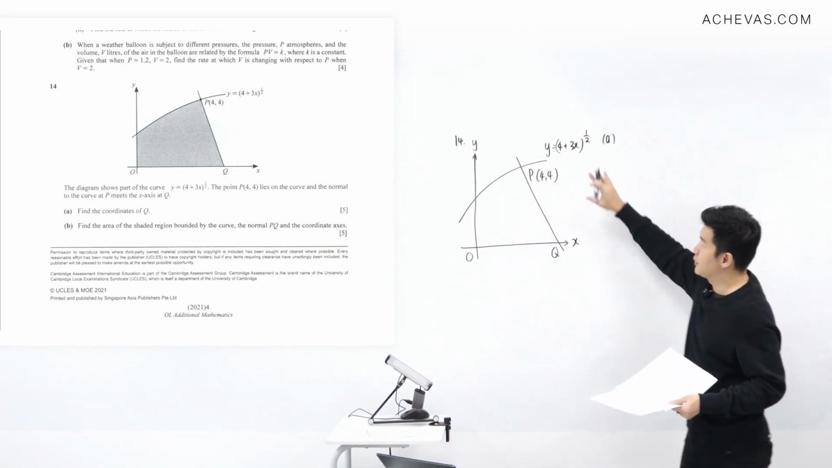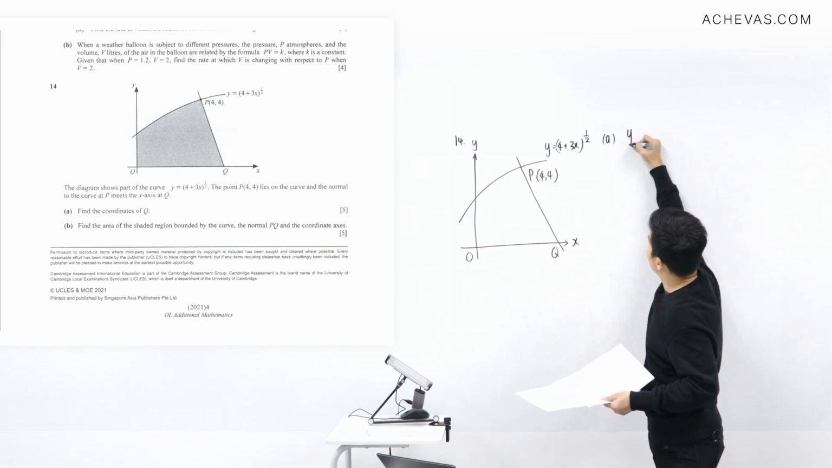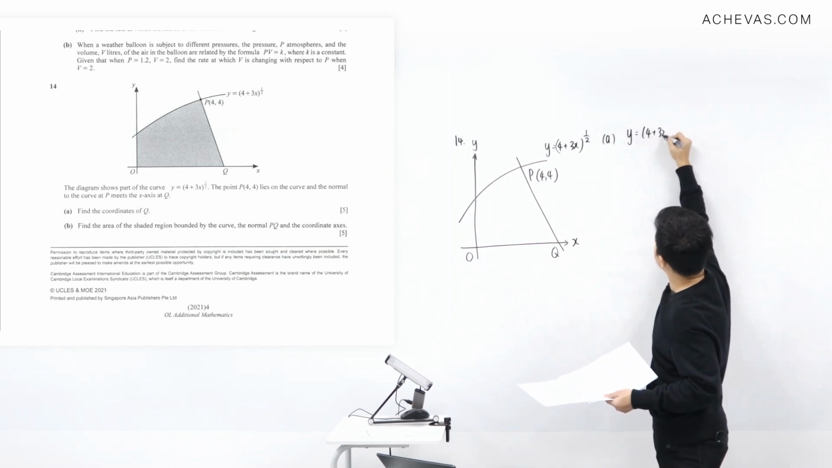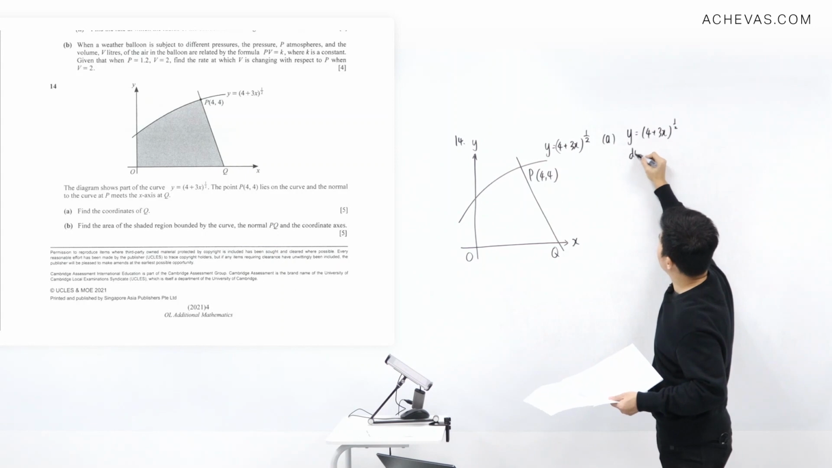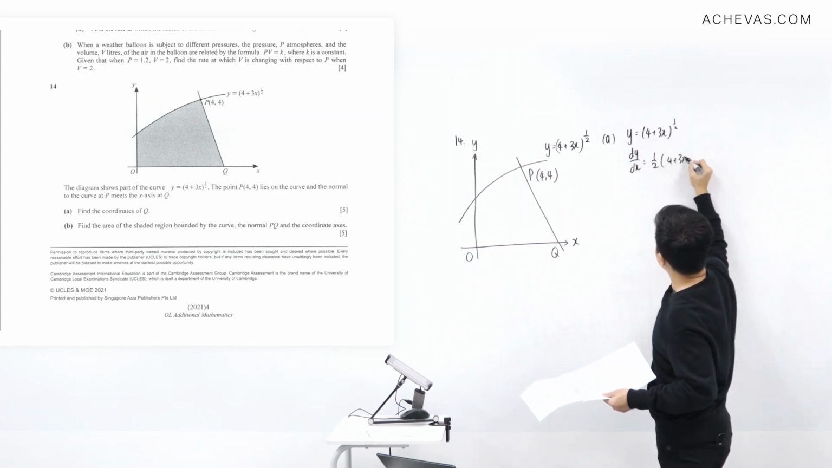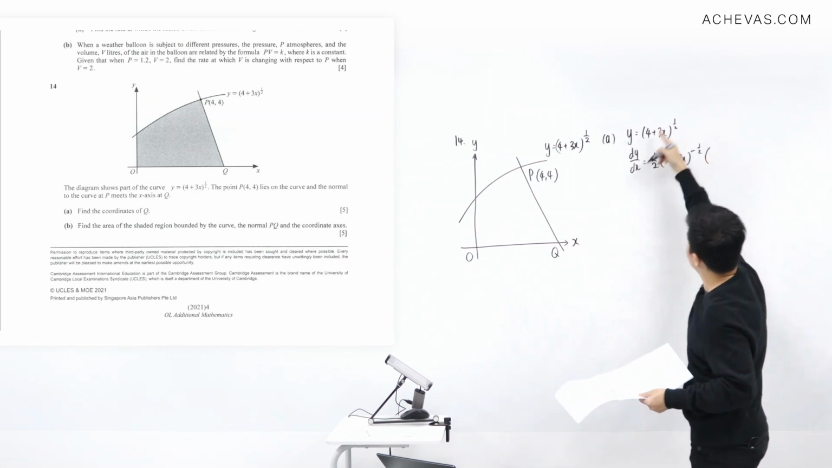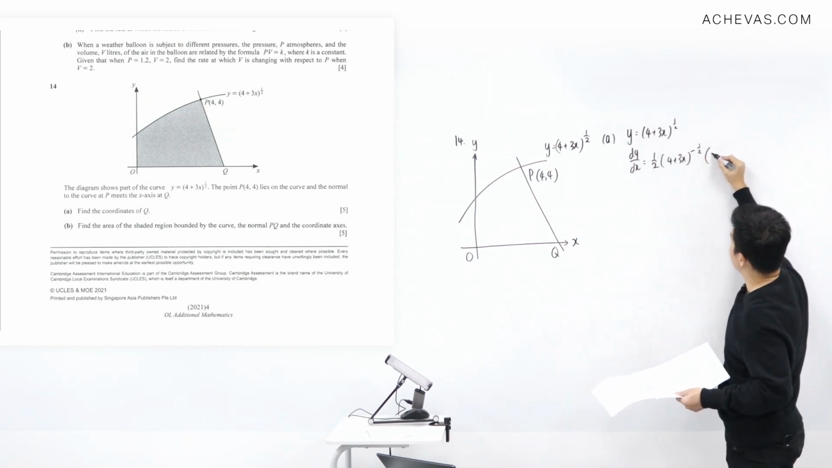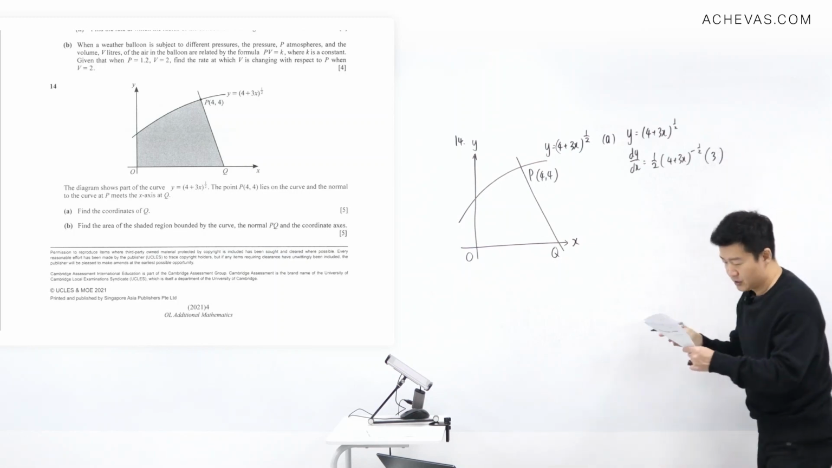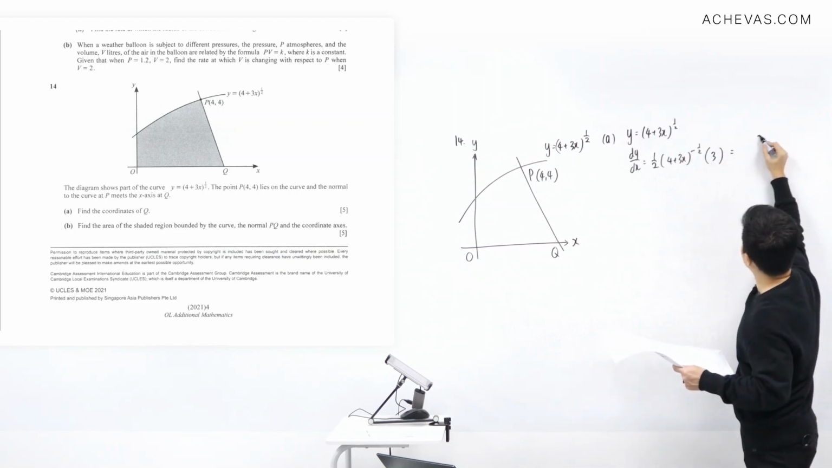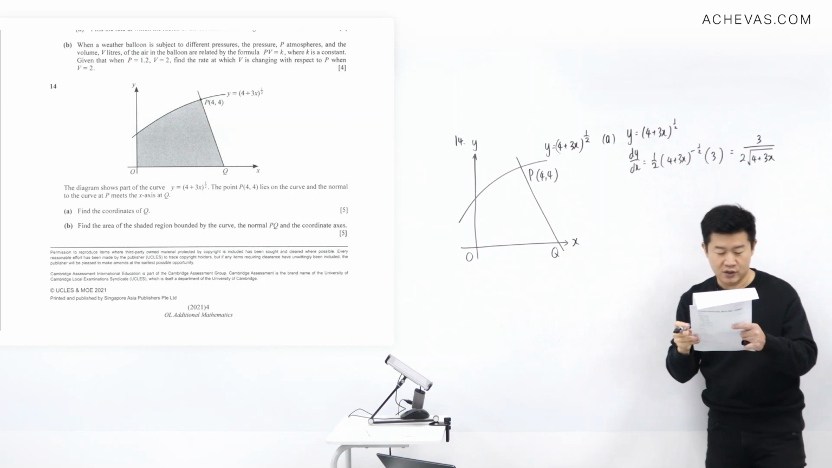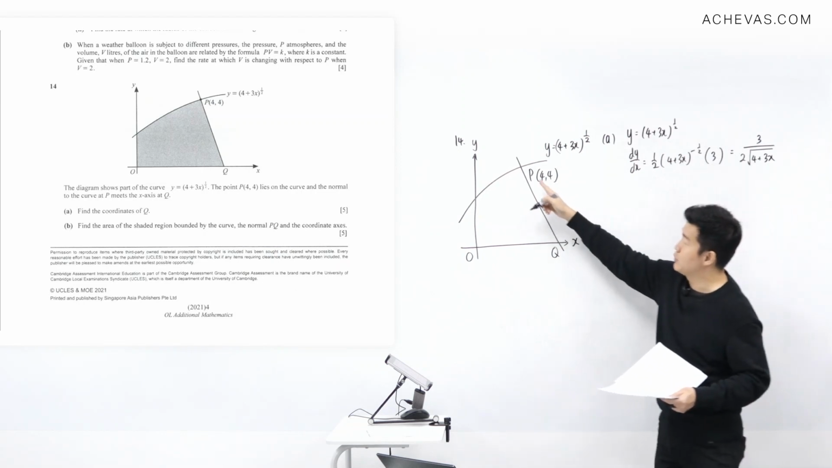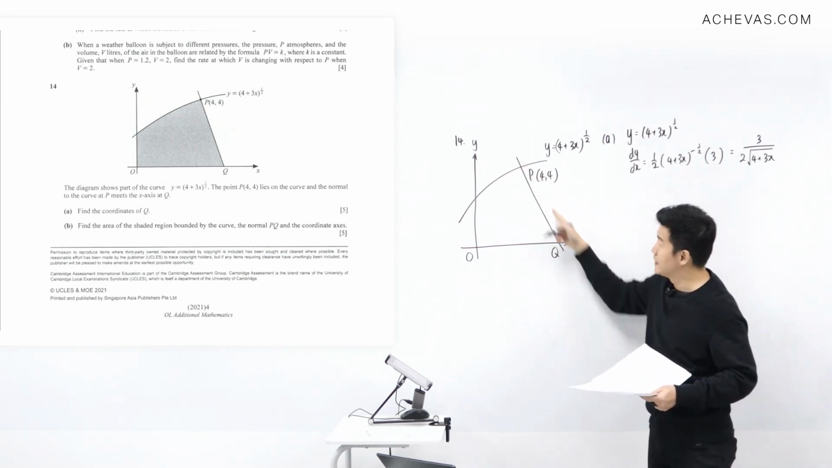So to do that, I'm going to make use of differentiation. I'm given that y is equal to (4 plus 3x) to the power of half. I'm going to find dy/dx, and that will be half (4 plus 3x) to the power of minus half. Differentiating this again by chain rule, this is going to be equal to 3. So this is going to be equal to 3 over 2 square root of (4 plus 3x). So this is dy/dx, and we are supposed to find the gradient of this line, which is the normal.